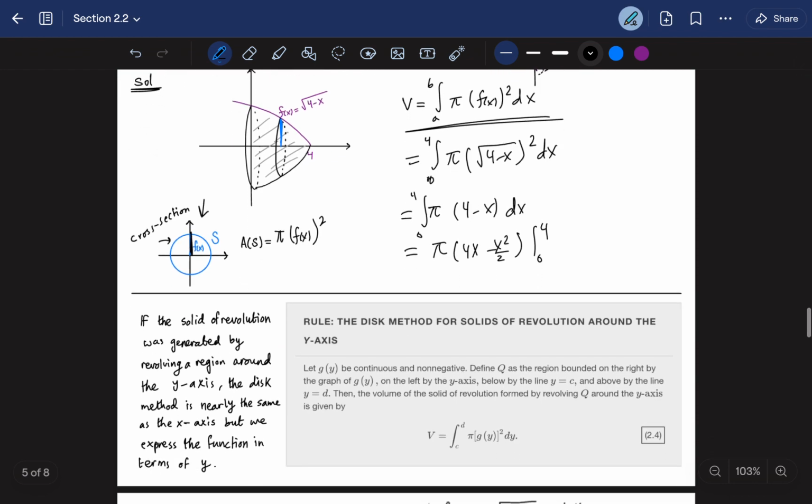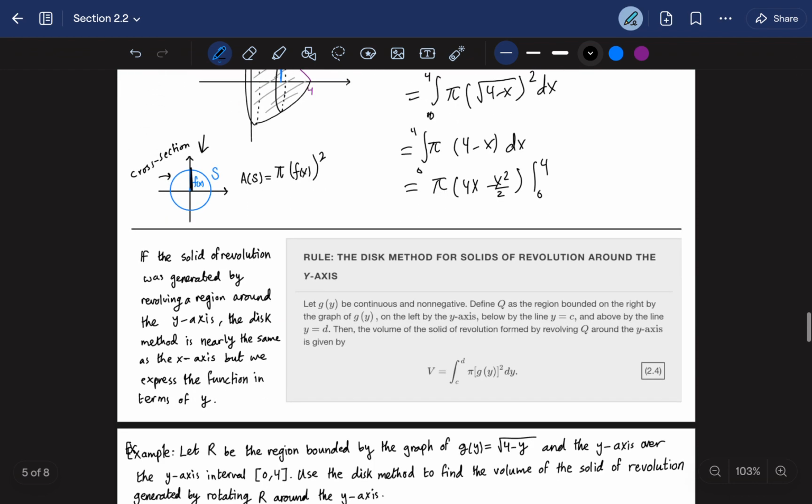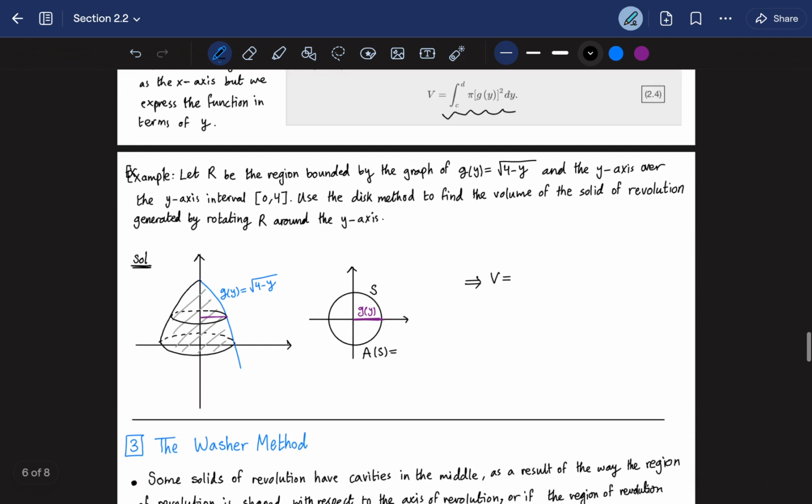Okay, now what if our solid of revolution was generated by revolving around the y-axis instead of the x-axis? We're going to follow the same exact technique, but instead of integrating in terms of x, we're going to integrate in terms of y. So we're going to have this formula. So let's look at this example. If I have a region bounded by my function g of y and the y-axis on the interval from 0 to 4, and I'm going to apply the disk method with the revolution around the y-axis.